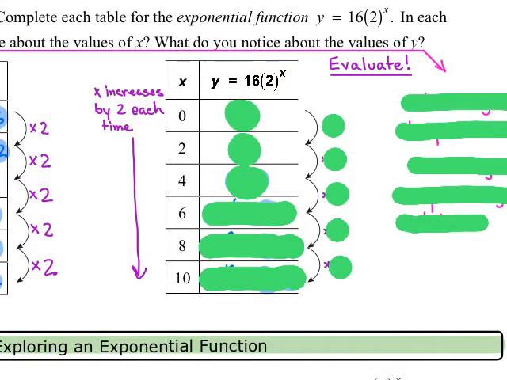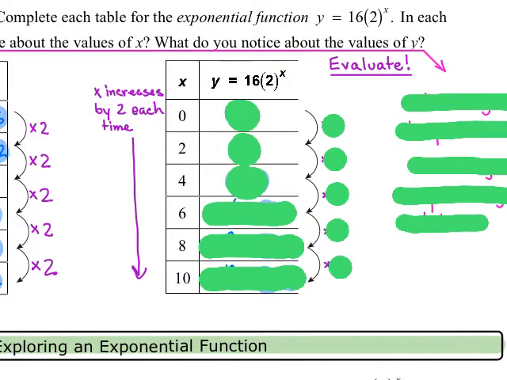Okay, so now notice the only difference here is that the x values are not going up by 1s anymore. Now it's increasing by 2 each time. So let's see what happens. It's the same function as the last table, all right, so 16 times 2 to the x, but we'll see what happens to the values as we increase x by 2 every time instead of increasing by 1.